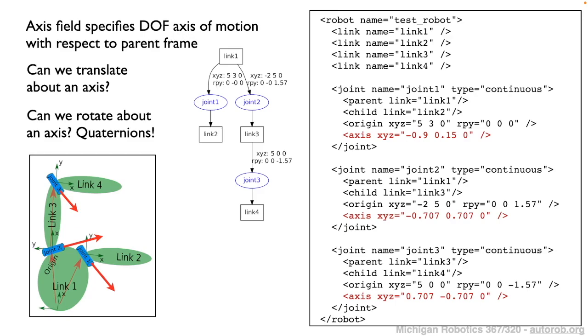The final parameter is this axis tag. What this describes is the axis that the degree of freedom for this particular joint can act on with respect to the parent frame. For example, if you have a rotational joint, this axis specifies the vector representing the axis of rotation about which that joint can rotate, again with respect to its parent link's frame of reference.